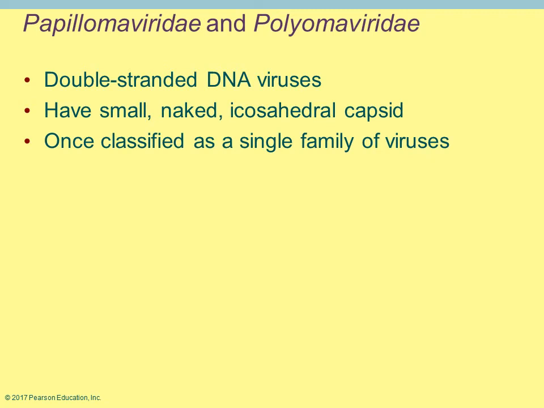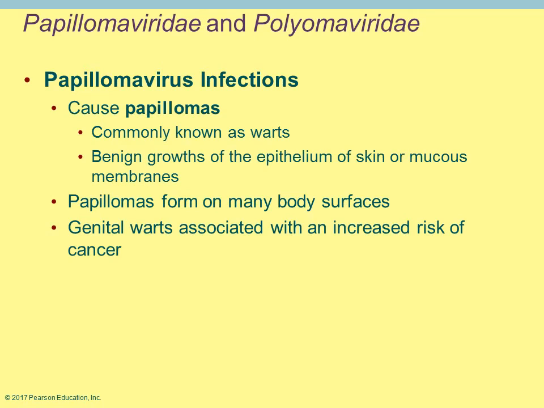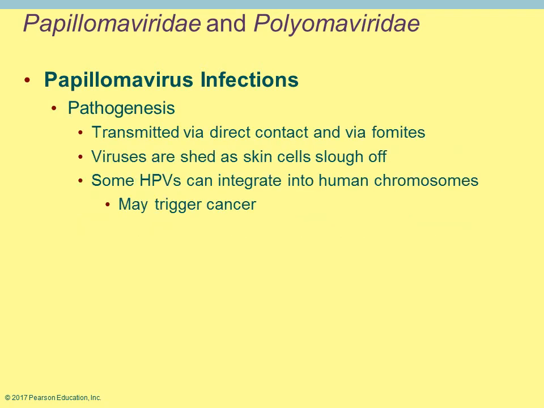Papillomaviridae and Polyomaviridae are both double-stranded DNA viruses. They do have very small capsids. Papillomaviruses cause papillomas, commonly referred to as warts. They tend to start growth on the epithelium of the skin or mucous membranes. Usually it's transmitted by direct contact or by fomite. Remember, an inanimate object that touches it and then you touch it. As the skin cells are sloughed off, the viruses are shed.